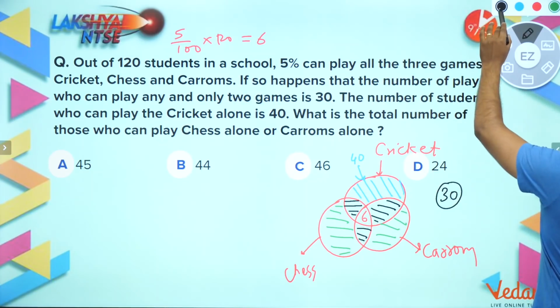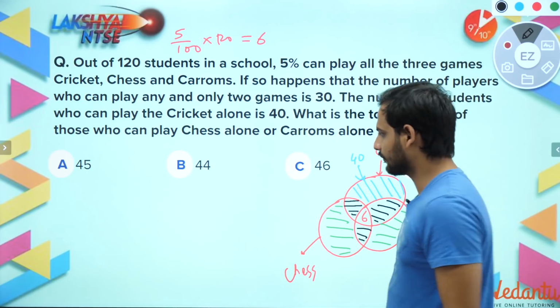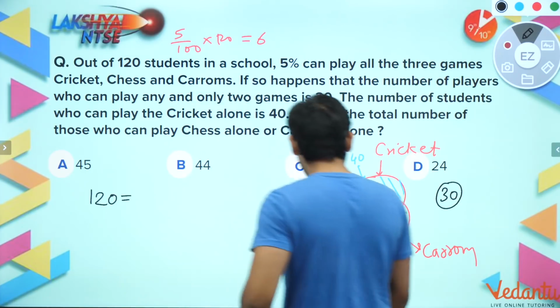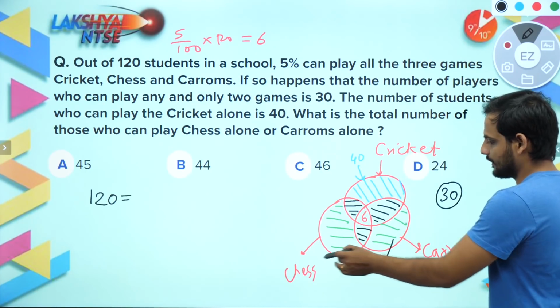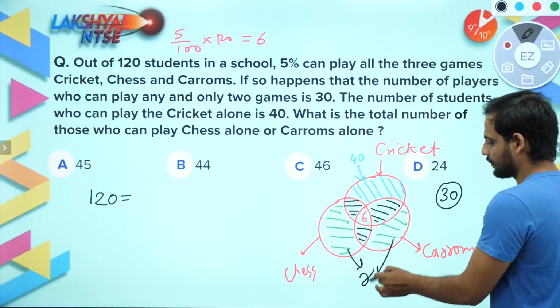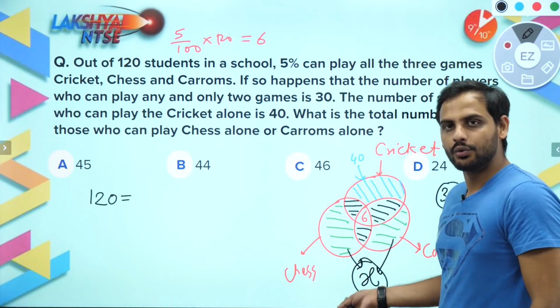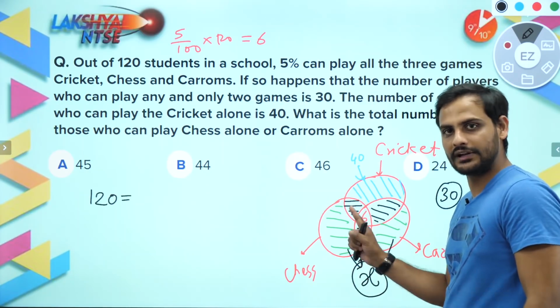So now, what I will do? I will say that total students are 120. Let us say that those who are in the green, those who can play chess alone and carom alone, let us say the total is X. X students are there who can either play chess or carom, only one they can play.